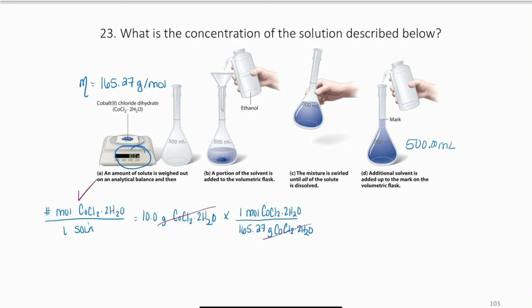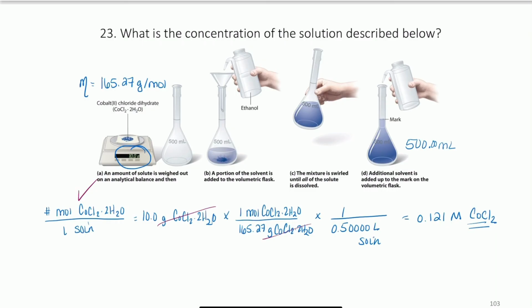I have 500 mL, which is a half a liter. So 1 divided by 0.50000 liters of solution. 0.121 molar CoCl2. Why do I just write CoCl2 here and not CoCl2·2H2O? Because this entire thing is dissolved in water, so I don't really care about the water at that point. I can tell you it's 0.121 molar CoCl2.